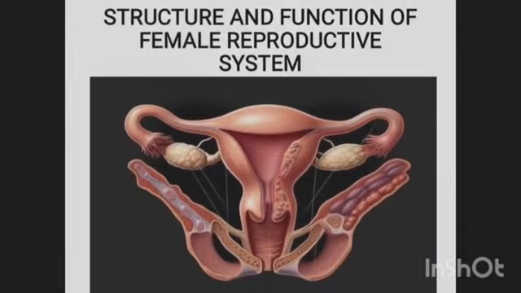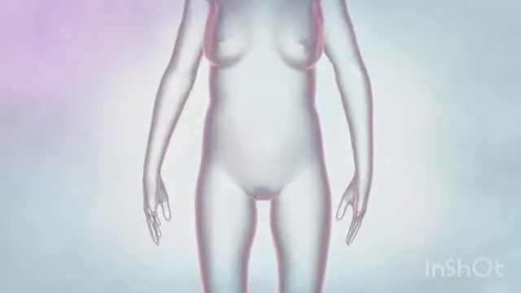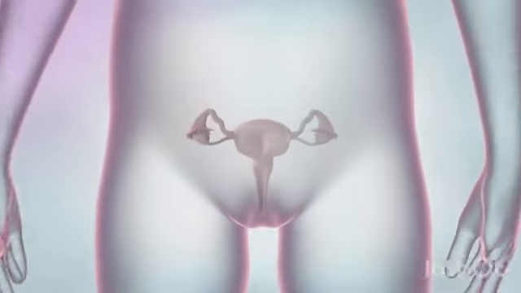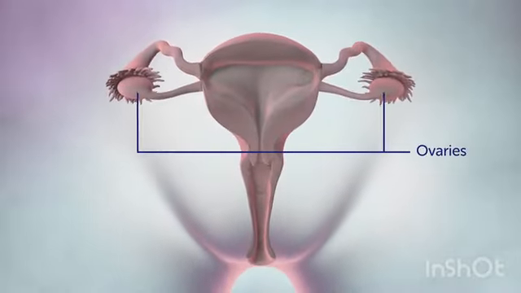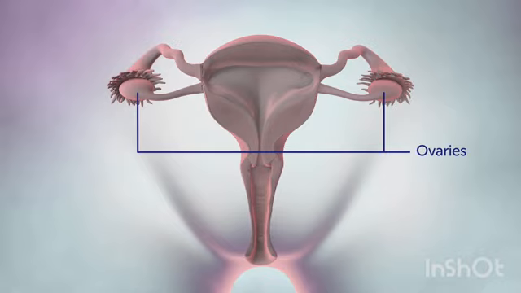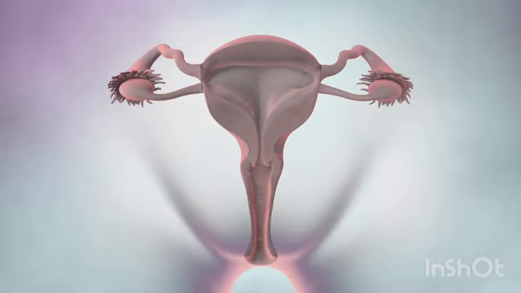The next structure we'll look at is the female reproductive system, as you can see from the picture. The female reproductive system includes a number of parts. The ovaries hold the eggs, which are released each month during childbearing age. They also produce sex hormones, which control periods.